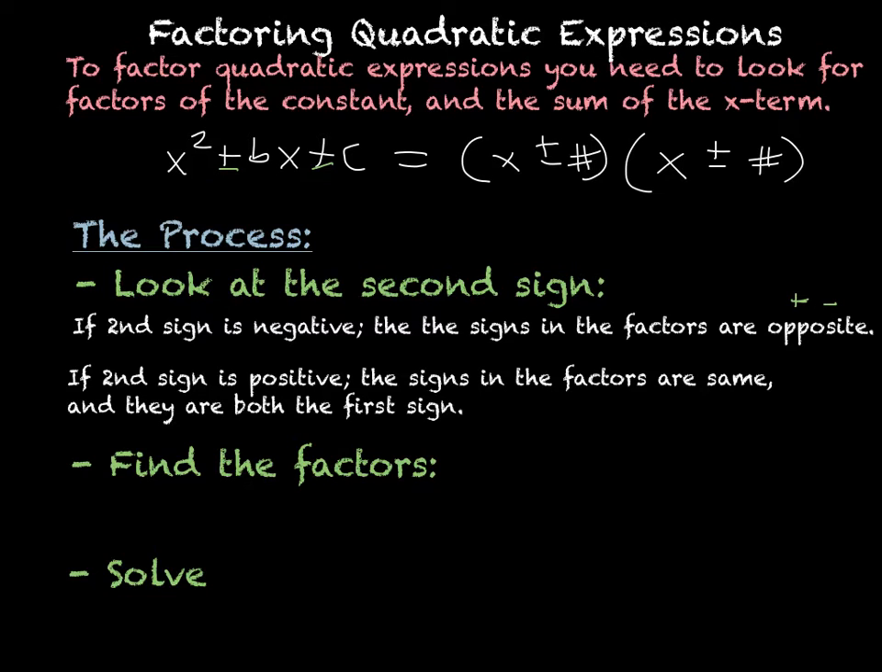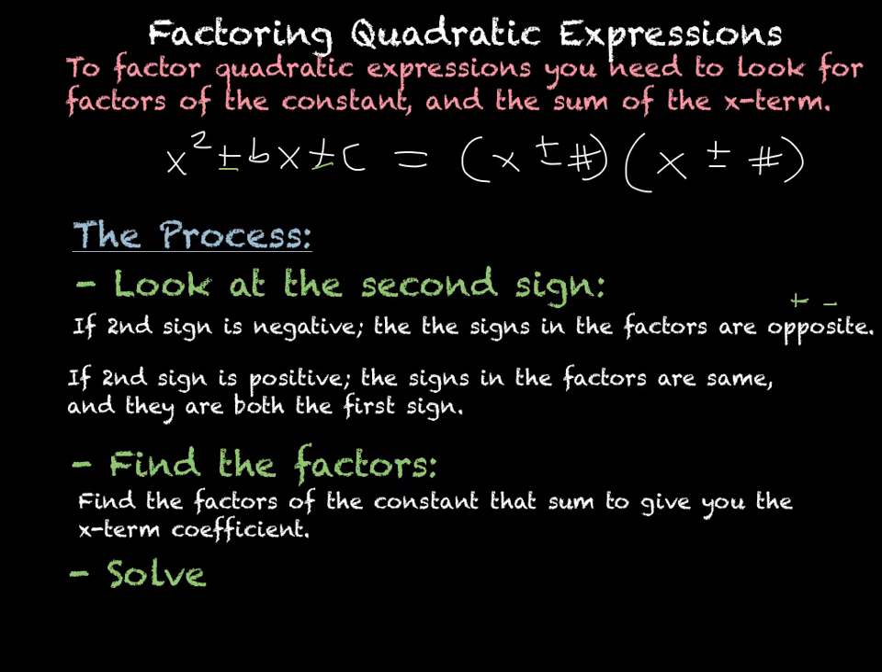The next step is to find the factors. To do this, what we need to do is first find the factors of the constant term, and then find the ones that are going to sum to give you the x term coefficient. Okay, so basically you look at the constant, find what multiplies together to get them, and then add those together to find the correct group of factors. And then you have pretty much solved your factors. You just have to put them into the parentheses, and you're done.